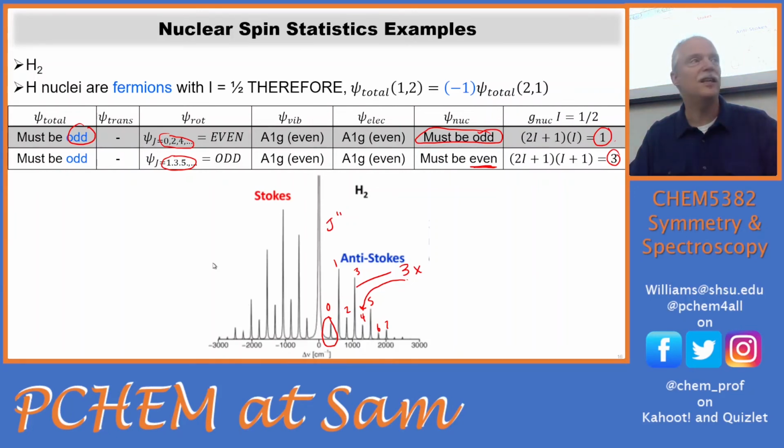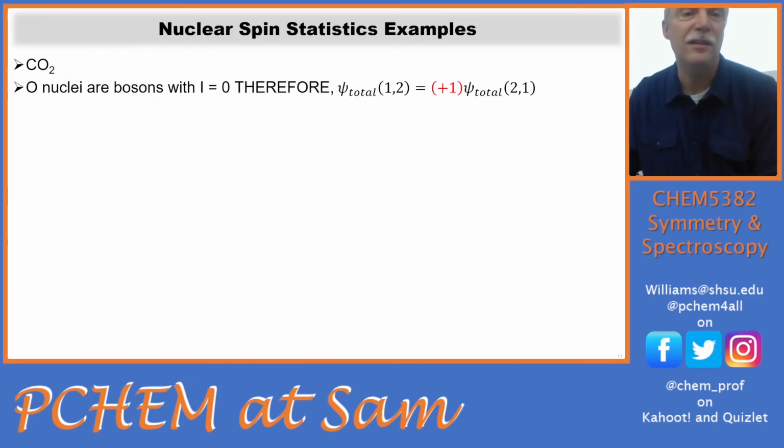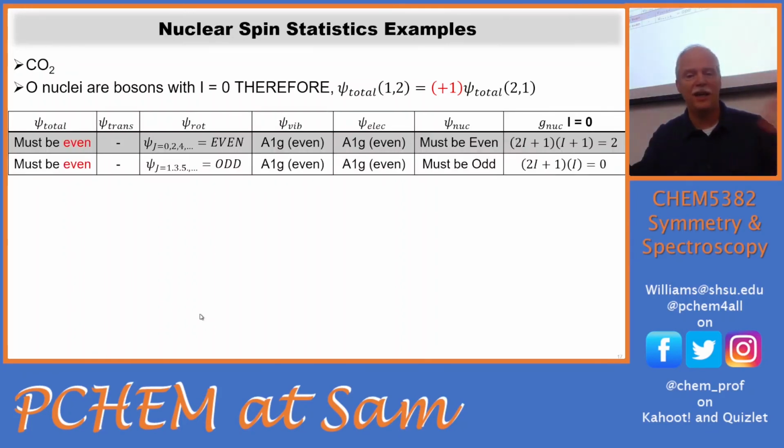And so then let's look at CO2. CO2's oxygens, oxygen-16, have a spin of 0. And because it's a spin of 0, it's a boson, and so the wave function must be symmetric under exchange. Let's do that analysis. The total wave function must be even because it's a boson.